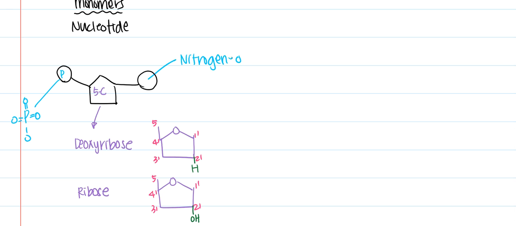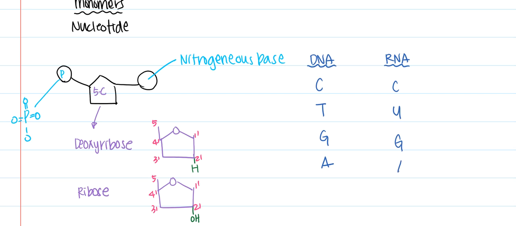Nitrogenous bases can be further subdivided into DNA and RNA nitrogenous bases. The DNA ones are C, T, G, A, and the RNA ones are C, U, G, A. So instead of thymine, we have uracil. This is what is used to go back and forth. So it's cytosine, thymine, guanine, adenine, and cytosine, uracil, guanine, adenine. Every time you see uracil, automatically think RNA.